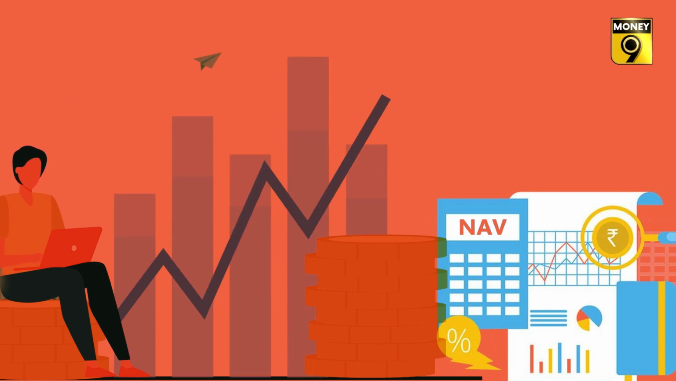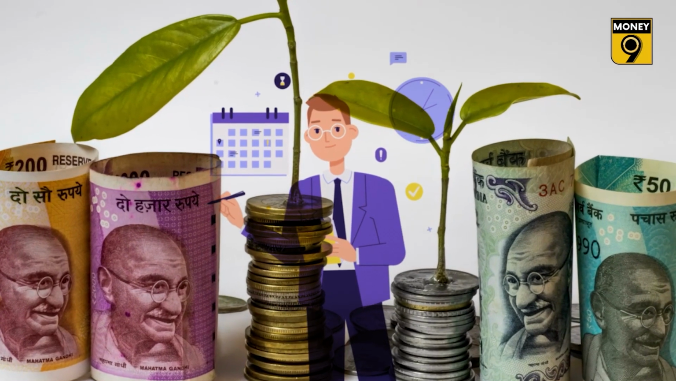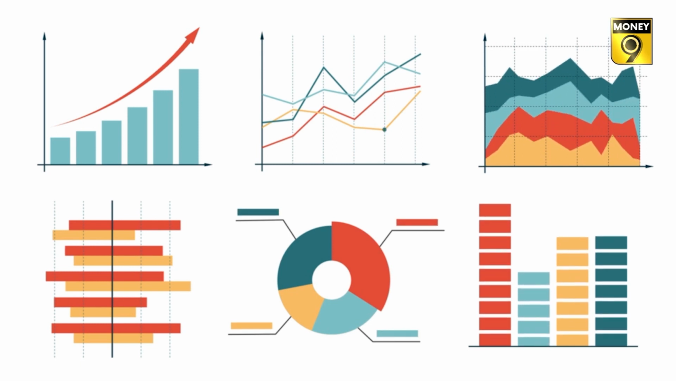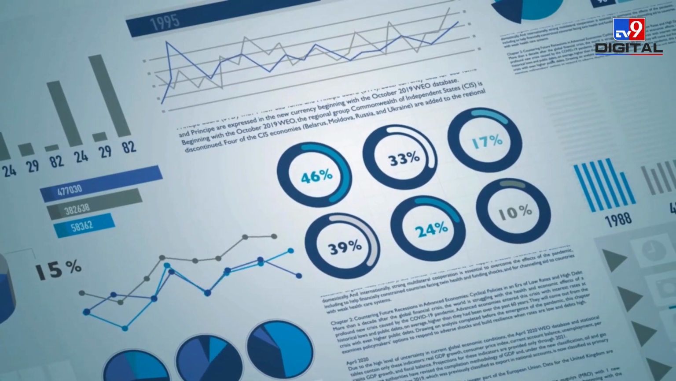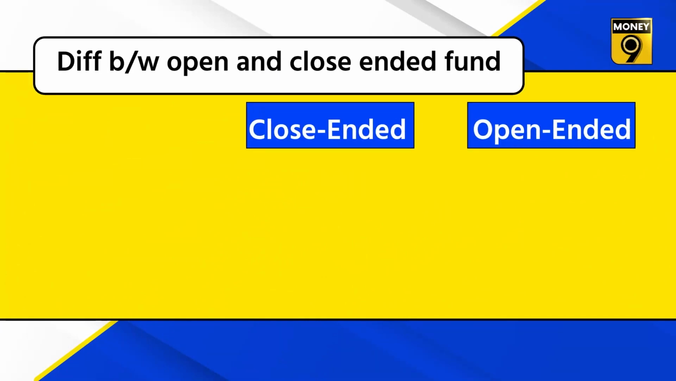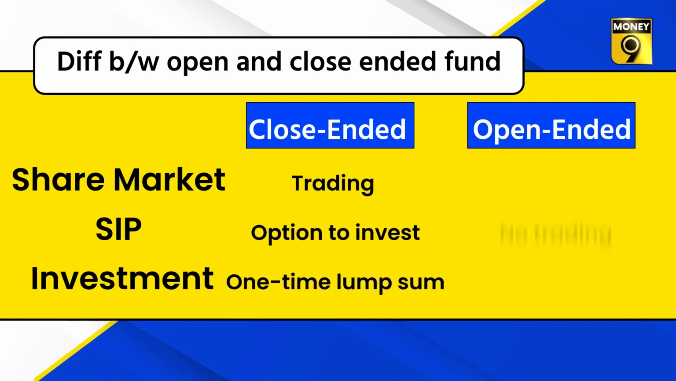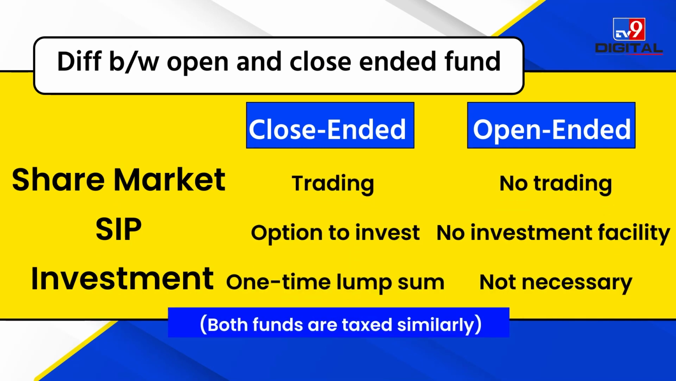The net asset value (NAV) of a fund reflects its true value, while the trading price depends on the demand and supply of the units. Unlike closed-ended funds, the units of open-ended funds cannot be traded on the share market. One advantage of open-ended funds is that they offer the opportunity for systematic investment through Systematic Investment Plan (SIP).